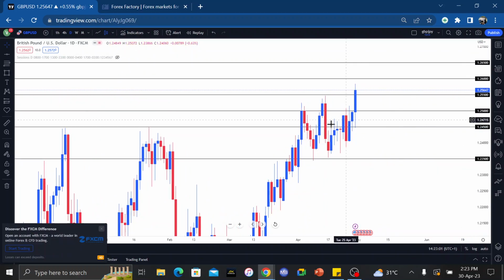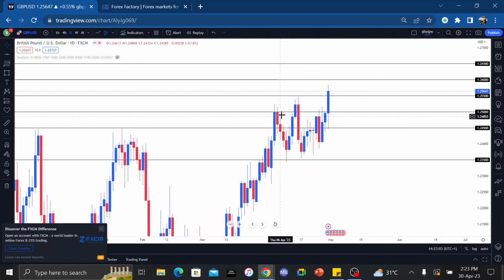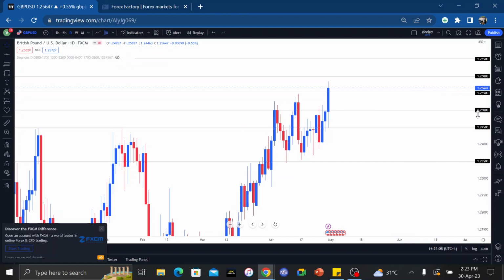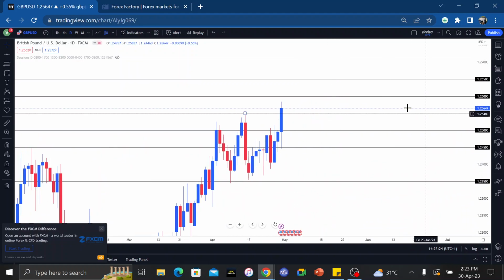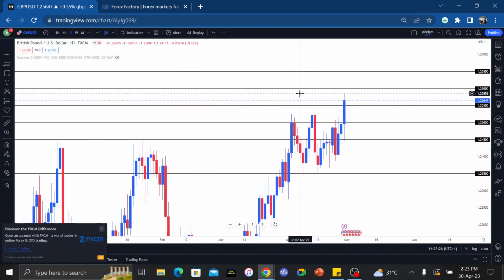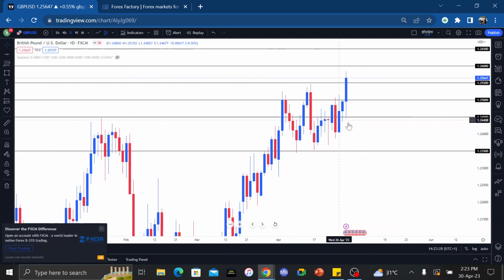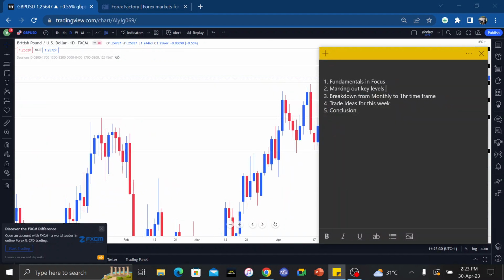So that's why I have these psychological levels here. And as you can see, it serves as support and resistance, because when price came up to this psychological level of 1.25 thousand, look at this nice rejection, price sold from there. Price came up to 1.25 500, and look at this massive sells to the downside from here. So this is why I like using psychological levels across my chart. So let's go over to the next one.